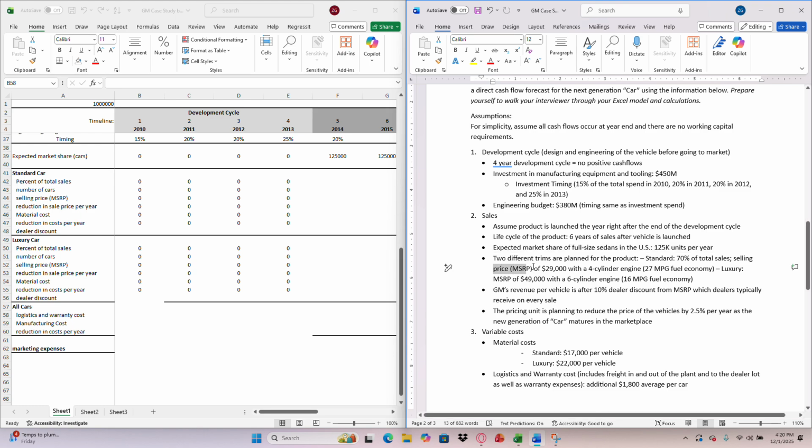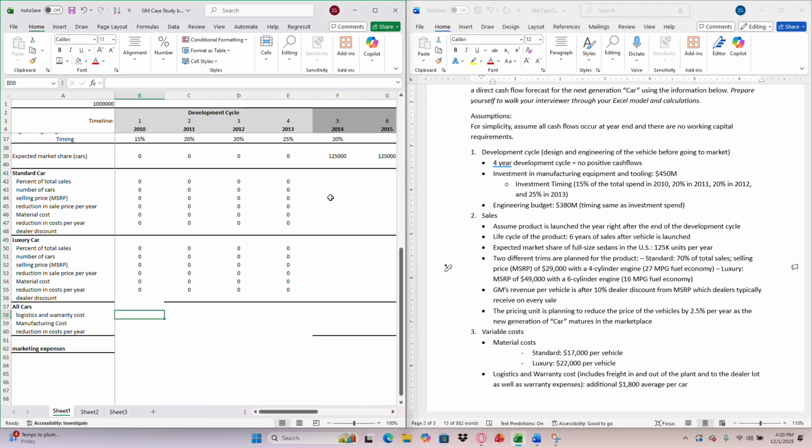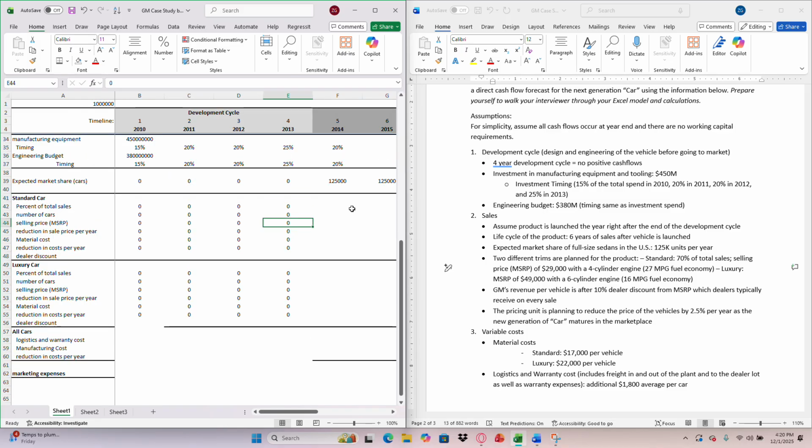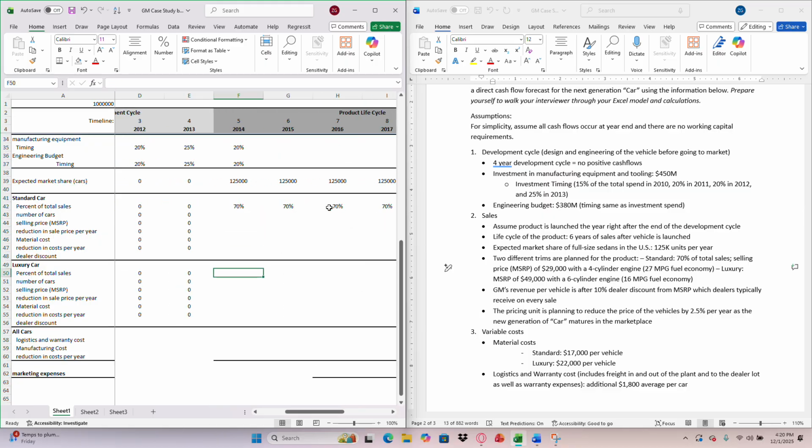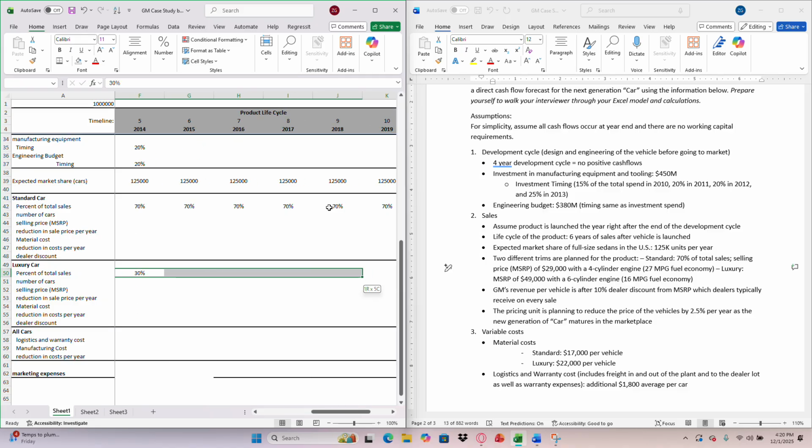So 2 different trims are planned for the product. 70% of total sales are selling at $29,000, and the other 30% are selling at what, $50,000. But again, remember, in this area there are 0 cars being sold. But we want to know that 70% of cars are being sold. At least standard cars are being sold pretty consistently over this period of time. Similarly, the 30% of cars are being sold over this period of time. Great, right? We love it.